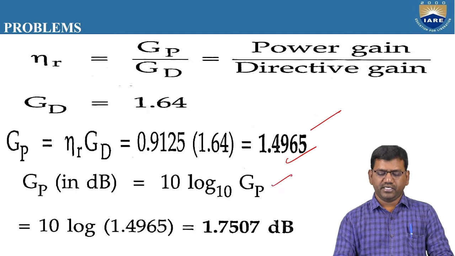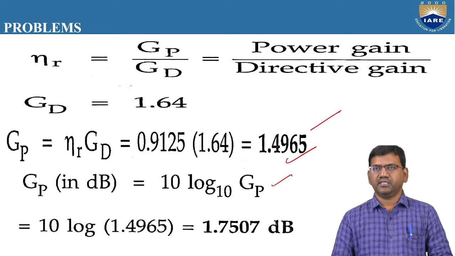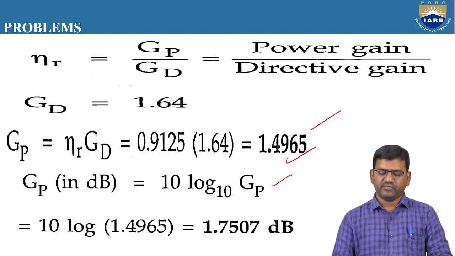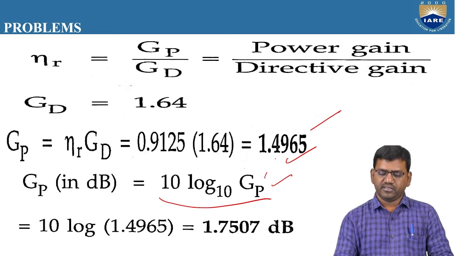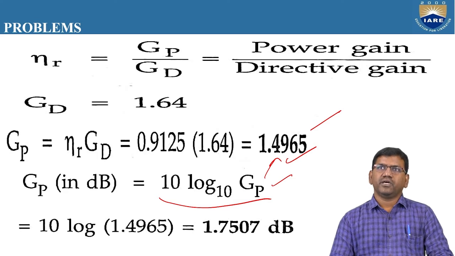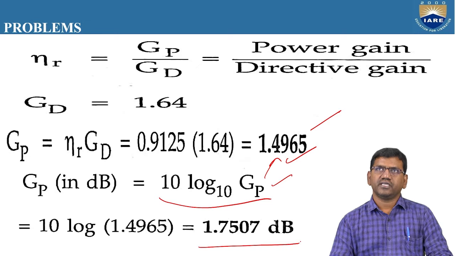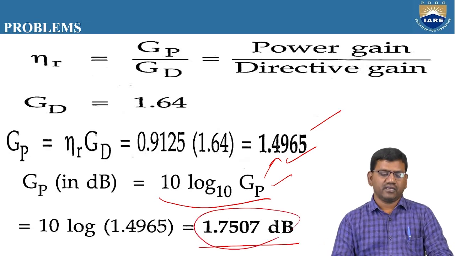GP in dB can be written as 10 log GP base 10. We can represent this 1.4965 in terms of dB as 10 log GP base 10. If you simplify it, you will get 1.7507. So 1.7507 dB is the value of the power gain for the given problem.